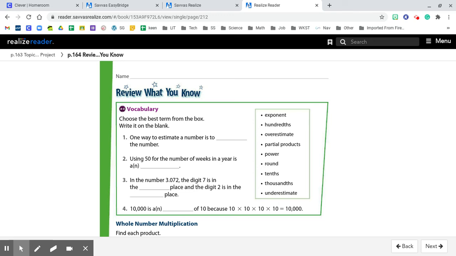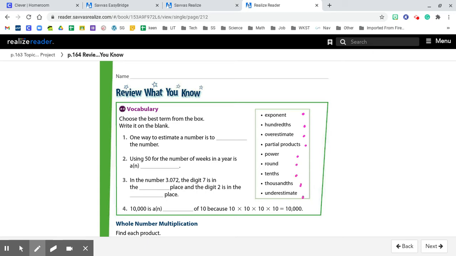All right, today we're previewing topic 4, multiplication of decimals. First, we're going to review what you know. Our vocabulary words are exponent, hundredths, overestimate, partial products, power, round, tenths, thousandths, and underestimate.